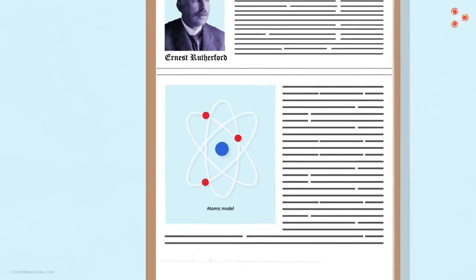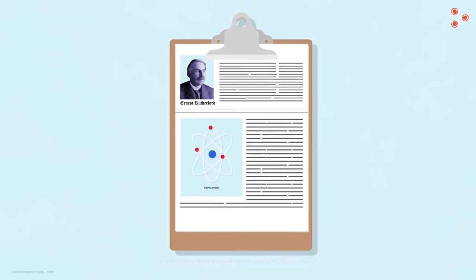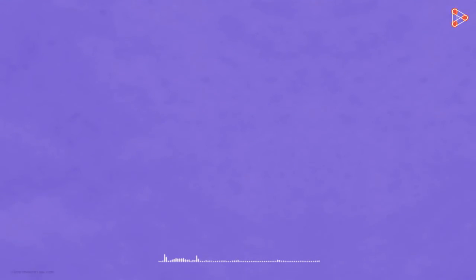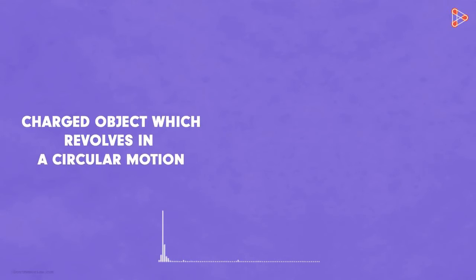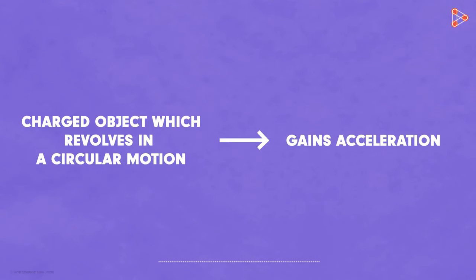Rutherford's atomic model was quite commendable when it comes to explaining the structure of atoms. However, it was not very appropriate theoretically. And why are we saying so? We know that any charged object which revolves in a circular motion gains acceleration gradually.